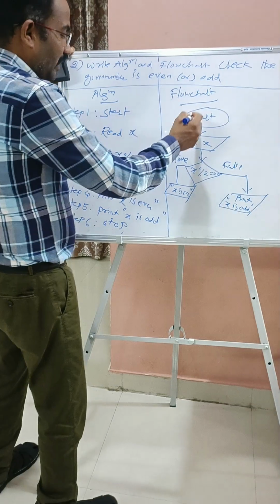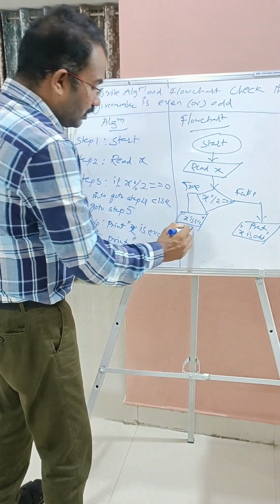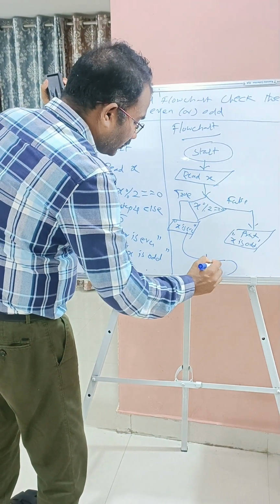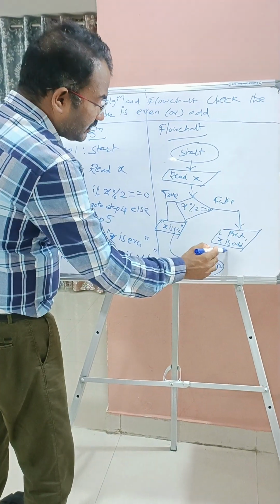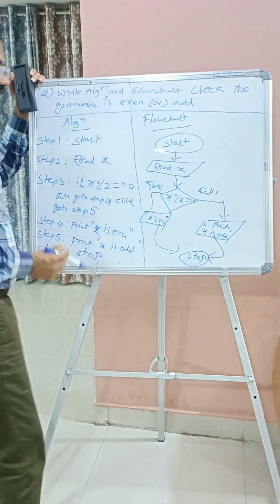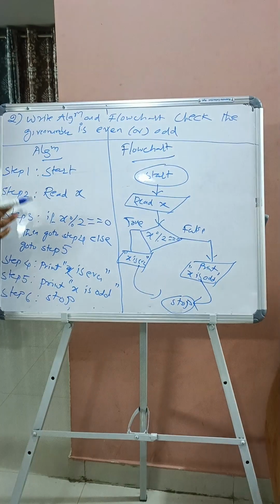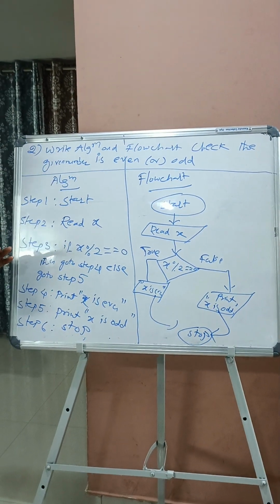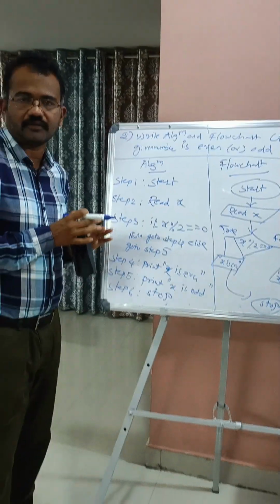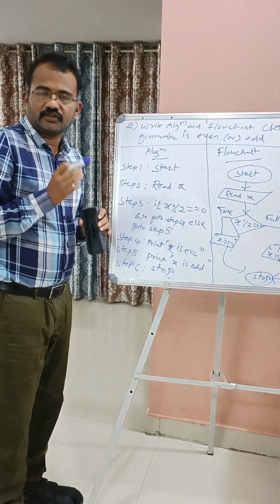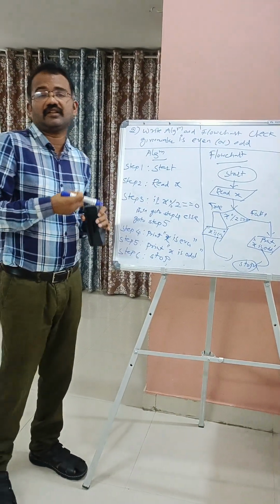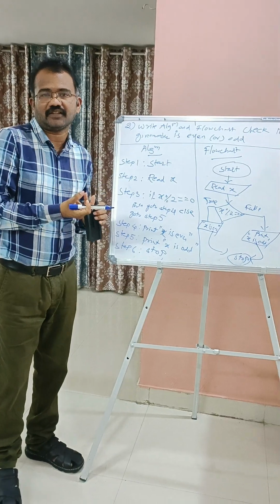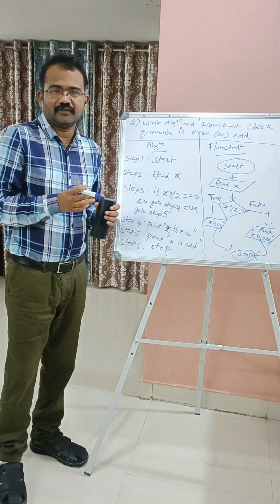So after steps 1, 2, 3, 4 and 6 are executed, or steps 1, 2, 3, 5 and 6 are executed. Right? So this is the algorithm and flowchart to check whether the given number is even or odd. Alright? If you are happy with these algorithms and flowcharts, we will discuss another 2 to 3 examples in the next class.